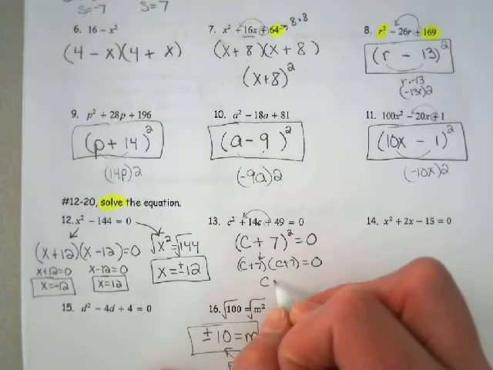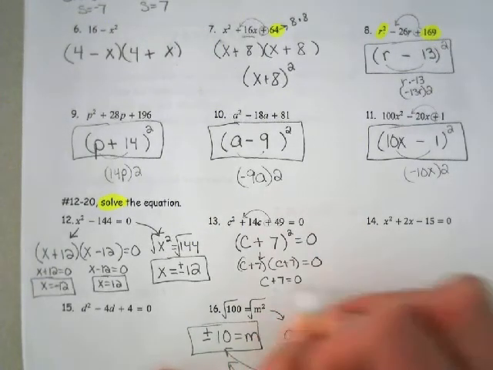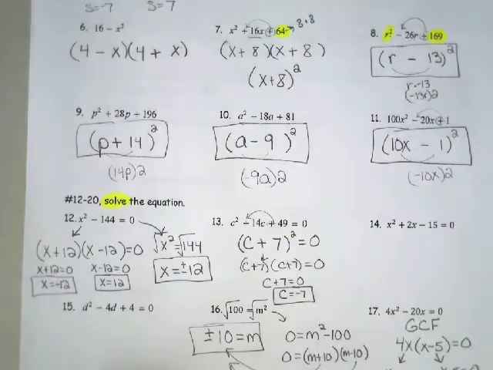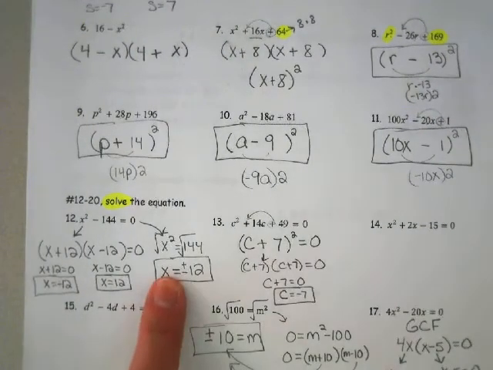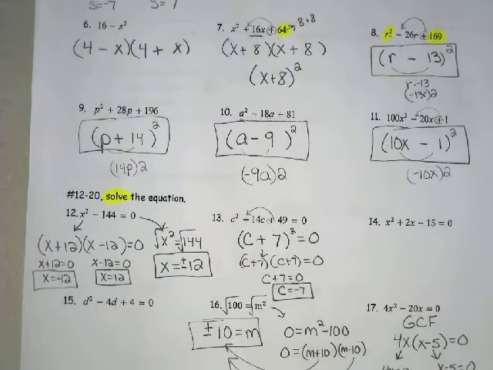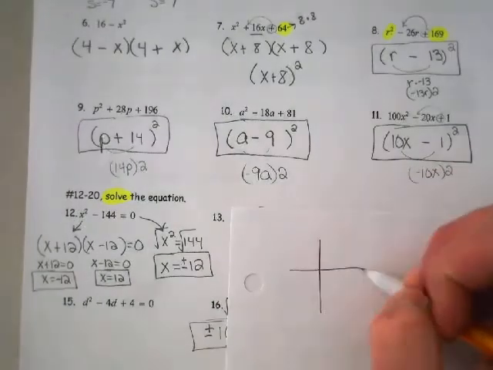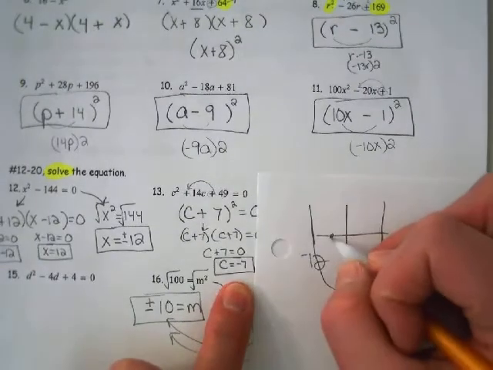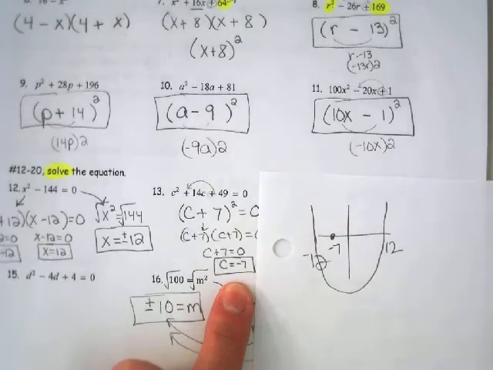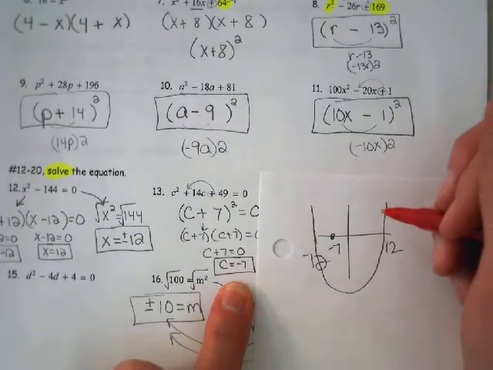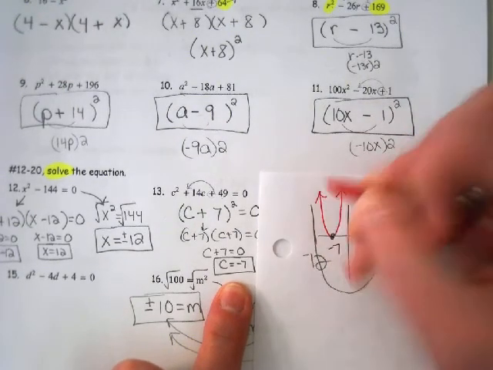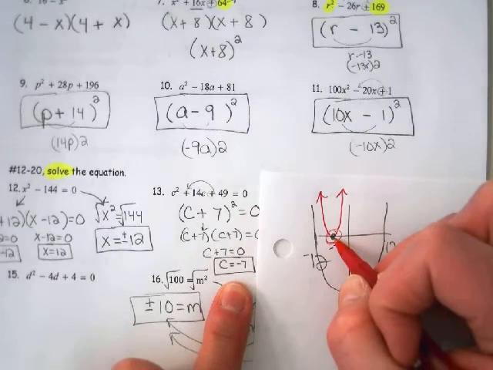Because what you're really telling me is it's c plus 7 and it's c plus 7, which equals 0. So both parentheses are the same. That means there's only one solution instead of two. So my answer is -7. Over here, we had two solutions. So we had that it crossed at +12 and -12. So it crossed twice. Now, what you're telling me on this one is that -7, it's only crossing once.